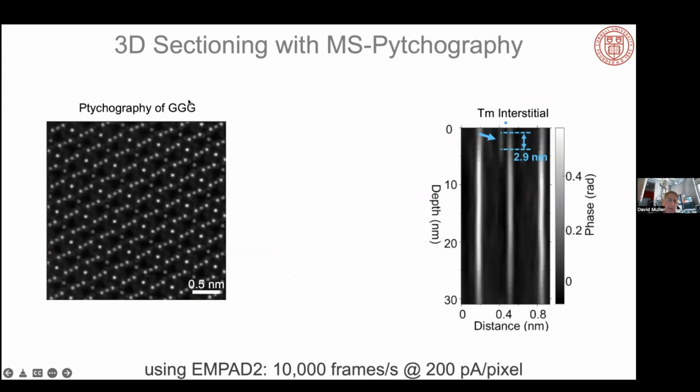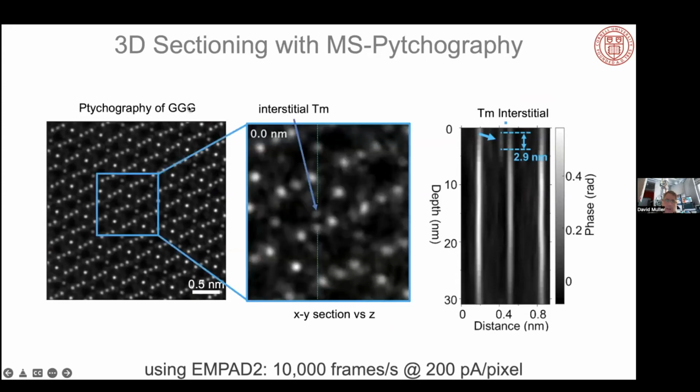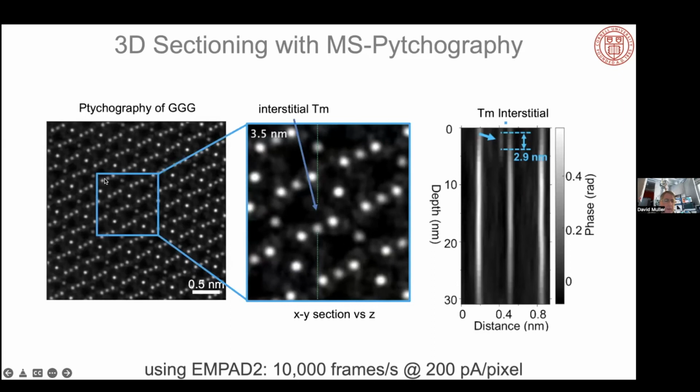So this is gadolinium gallium garnet, or GGG, and it's right near the interface with thulium. And keep an eye on this animation over here. There's an atom that pops up. It's a thulium atom sitting right on the surface of the material. And you can see as I animate through, this interstitial pops up and disappears. So if I just slice it in the depth direction, there it is. There's my atom. My lateral resolution is about 0.3 angstroms, and the depth resolution is about 3 nanometers.